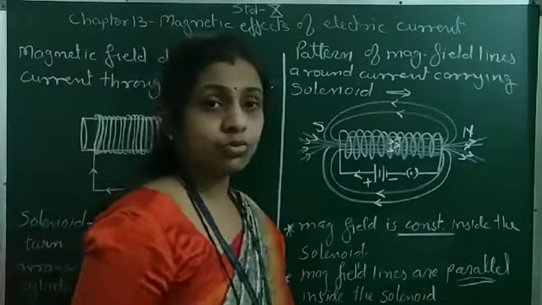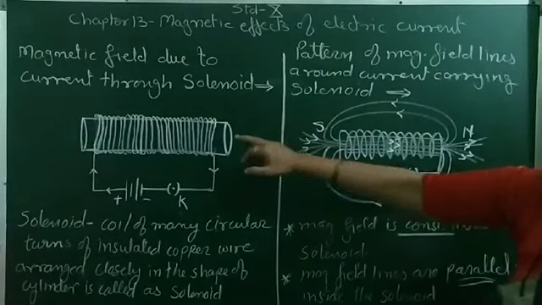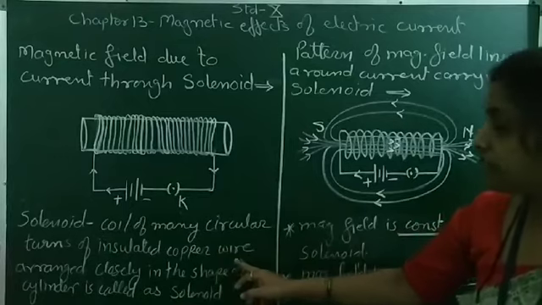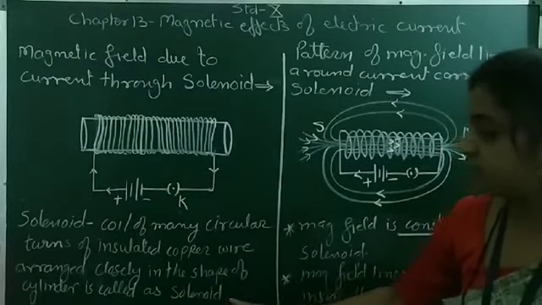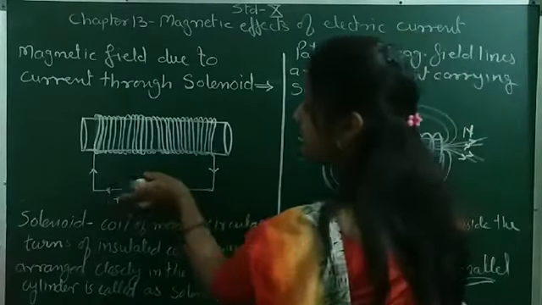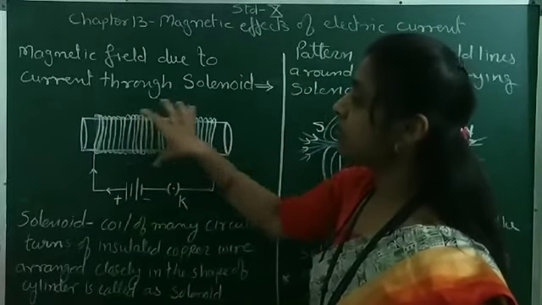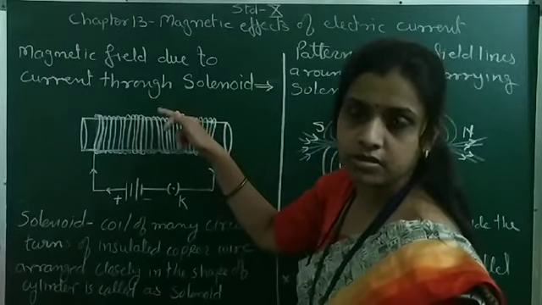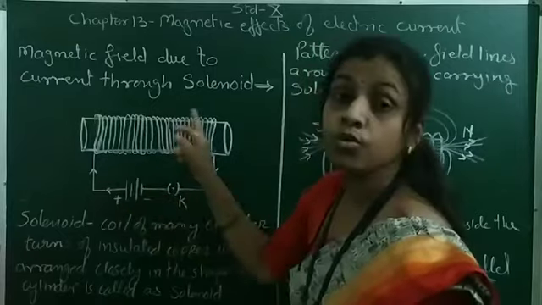Now, hope you understand what is meant by the solenoid. What is a solenoid? A solenoid is a coil of many circular turns of insulated copper wire arranged closely in the shape of a cylinder. Now, if we are not applying a battery or electric current, then it is only a coil having a large number of turns. But we call it a solenoid when current is flowing through it.